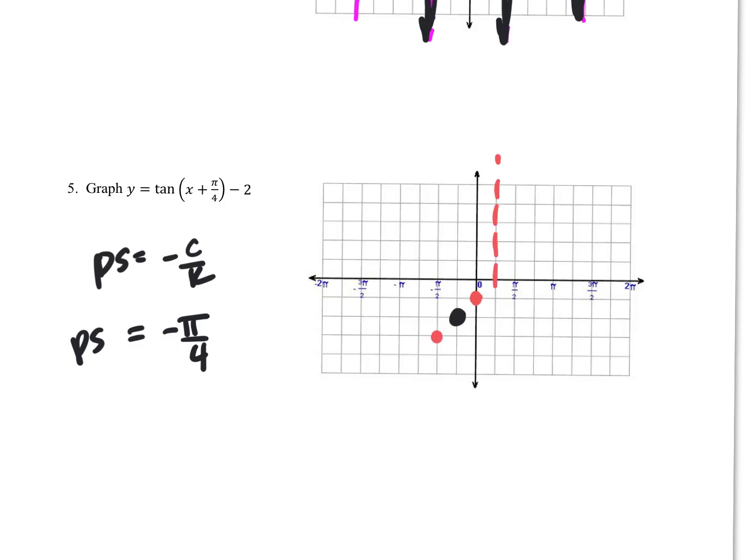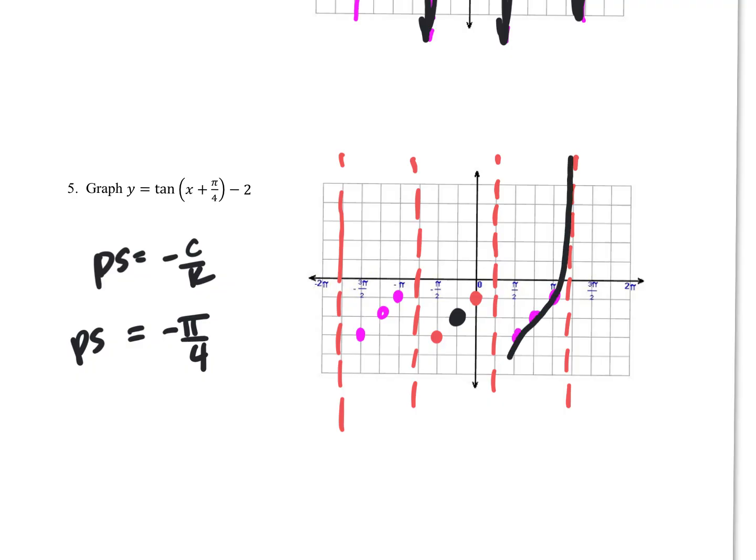And I do my vertical asymptotes from there. So vertical asymptotes are every pi still. Pi on these graphs has been every 4 dashes. You can give me 3 cycles, I'm down.